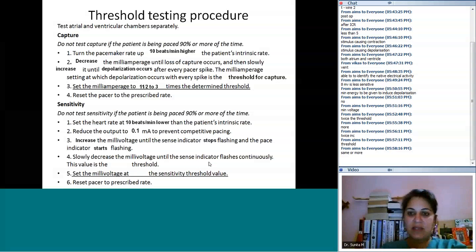So when you start seeing that it's pacing and the sense indicator is not sensing, that means you are not sensing anymore. From this point, you again decrease the millivoltage until the point where the sense indicator starts flashing. That value is your sensing threshold. Now, once you have that sensing threshold, which is the low value at which you're able to start sensing, say my sensing threshold is 4, you will set the millivoltage at half of that sensitivity value. Is that clear to everyone? And then, depending on the rate you've described, you will reset the pacemaker. Okay? I hope that's clear.